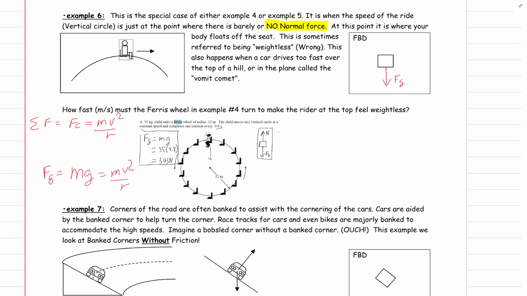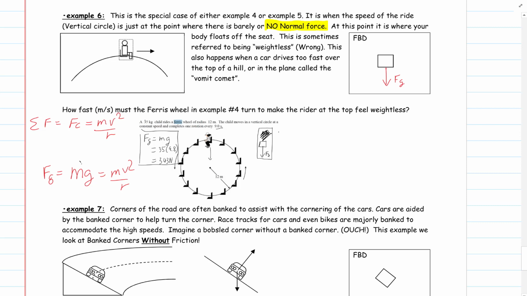Continuing on, here we go. This is number 3. It was a 35 kilogram child on a Ferris wheel. And we now want the rider to feel weightless at the top. What makes you feel weightless is not that the force of gravity is 0, but that the opposing force is gone. There usually is a normal force up there, and that's what you feel pushing on you. When that disappears, that makes you feel weightless. So we've got to get rid of the normal force from the other time. We calculated the boy's weight to be 343.